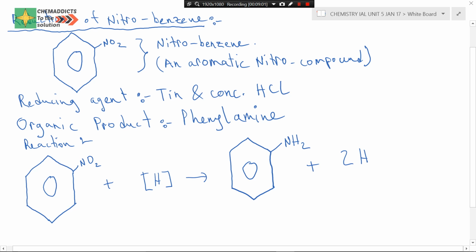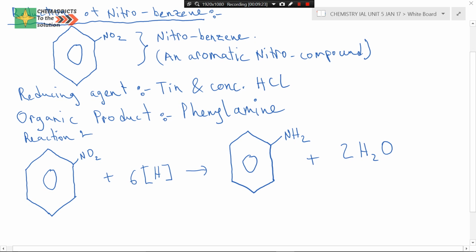So 2 moles of water. Here we are having 4 hydrogen and 2 6. So we're going to need 6 hydrogen to reduce this nitrobenzene. We're going to reduce this nitrobenzene to phenylamine. So let's write this down over here. This is nitrobenzene.